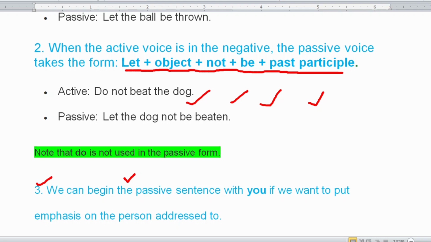Now here, 'do' was used in the active voice, but here we do not use it. Keep in mind, it is noted here: note that 'do' is not used in the passive form. We have to keep this in mind.